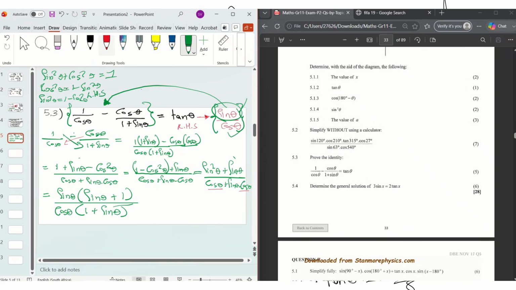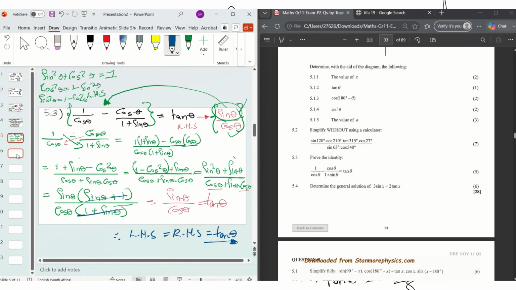So as you can see, this easily cancels out. And then check, we have what? Sine theta over cos theta, which is equal to tan theta. So now we've proven our identity. So now we can conclude and say the left hand side is equal to the right hand side. It's equal to tan theta. You see, guys?